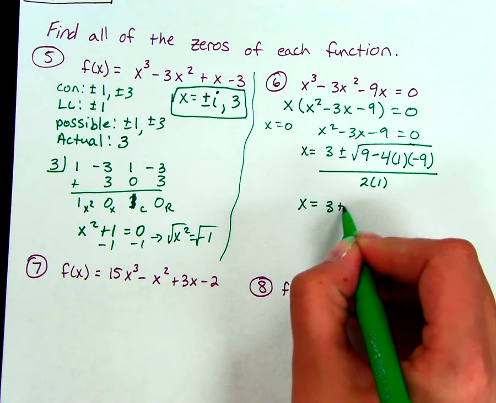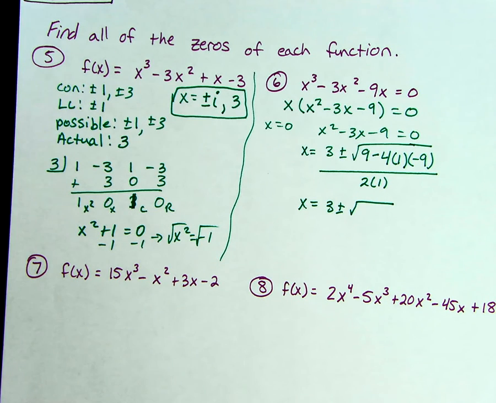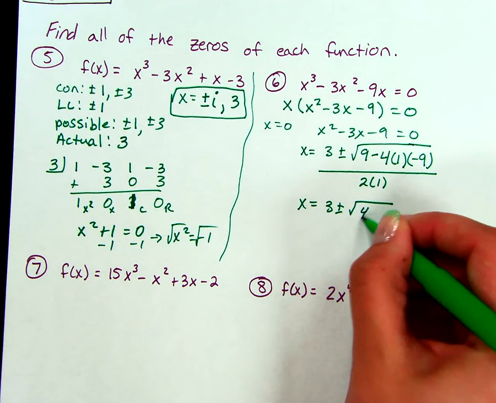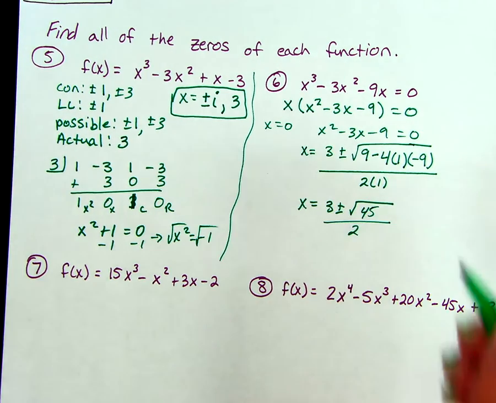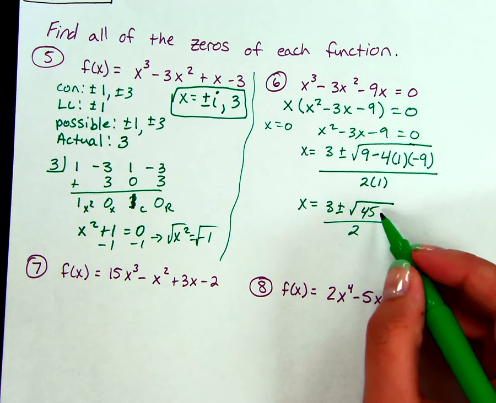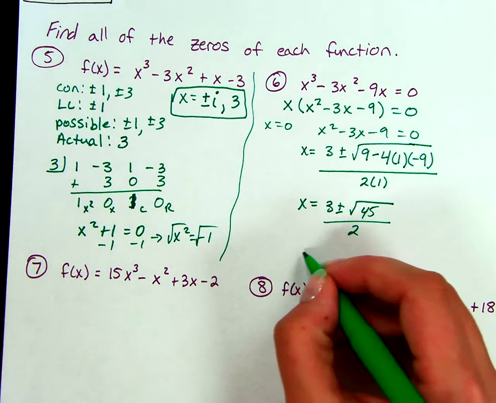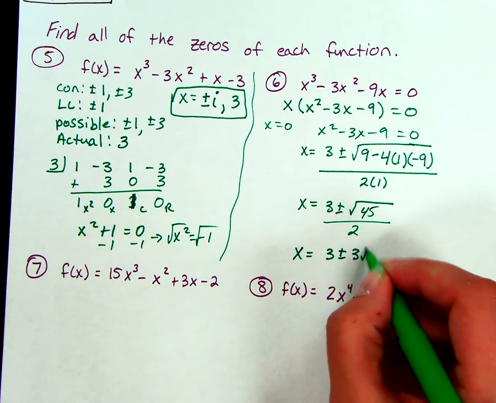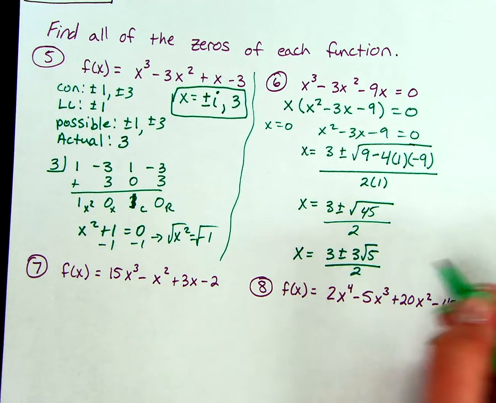So 3 plus and minus, and let's see, that is going to give us, so if we multiply first, we would have negative 4 times negative 9, which is going to be 36, and then we are adding that to 9 to get 45 over 2, and then 45 we can simplify, so again 9 divides into that, so it's 9 times 5. So then this is going to simplify to be 3 plus and minus 3 square root of 5 over 2.